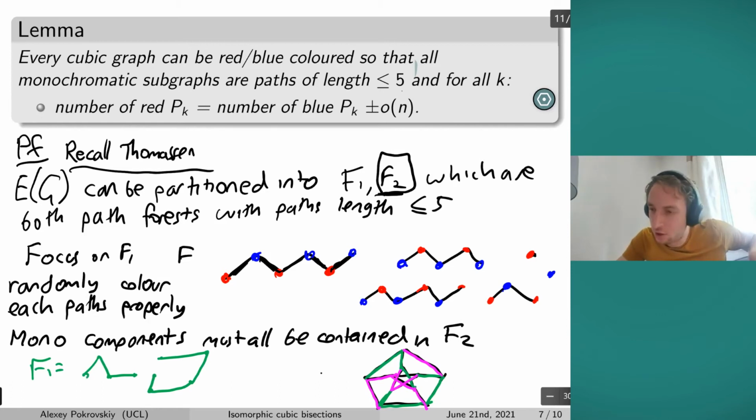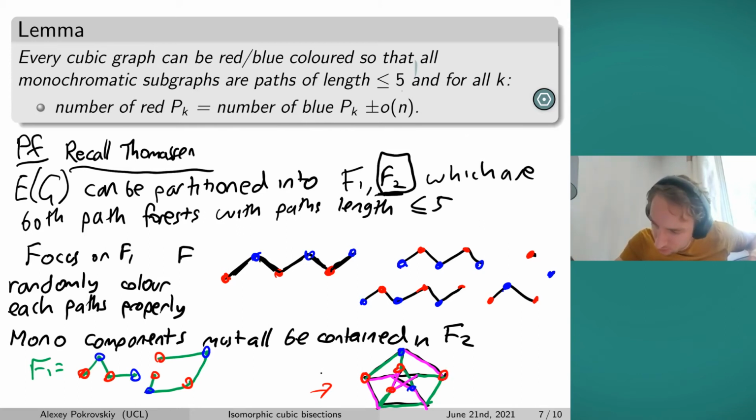Now we randomly color each of these two paths using red and blue. So say this one gets red, red, blue. This one gets red, red, red, blue. And now let's get a vertex coloring of the whole original graph. So this one's red, this one's red, this one's blue, this one's blue, and the same for the other one. Red, red, red, blue, blue. Okay, so this way we got a coloring.